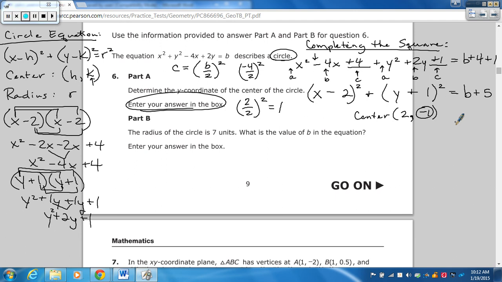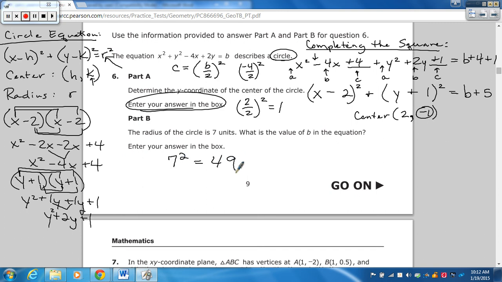For the radius, part B says this. The radius of the circle is 7 units. What's the value of b in the equation? Enter your answer in the box. Well, if the radius is 7, I'm going to plug 7 into that right there. So if I take 7 squared, I get 49.